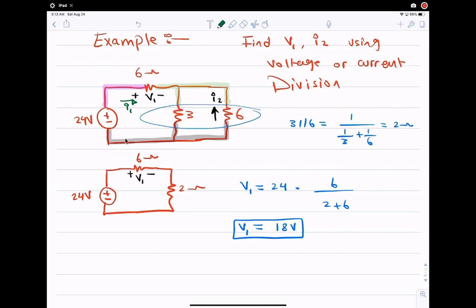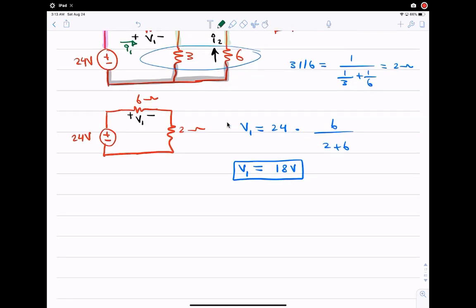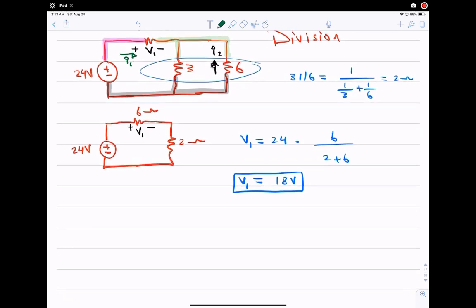Look at the path of I1. I1 would flow through that source, continue through the resistor, and reach this node, and then it would split into the 3 ohm and the 6 ohm, but it does not have to split in half. It only splits in half if those two resistors have the same exact value. When I1 enters here, it has to go in a ratio depending on the values of those resistors, and here we use the current division law. Let's first calculate I1 and then use the current division law to calculate I2.